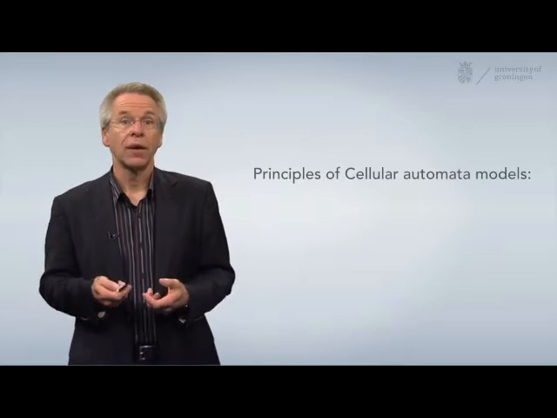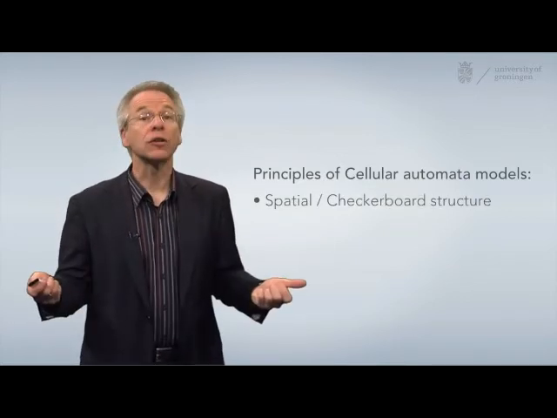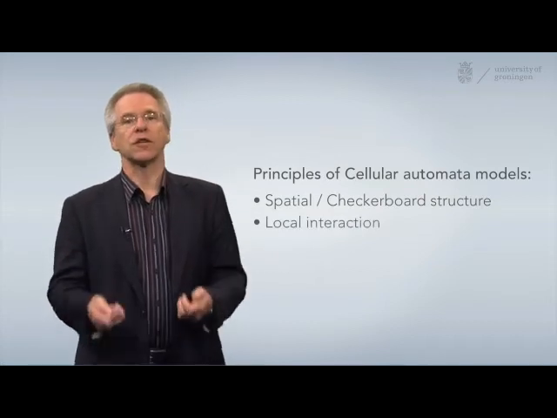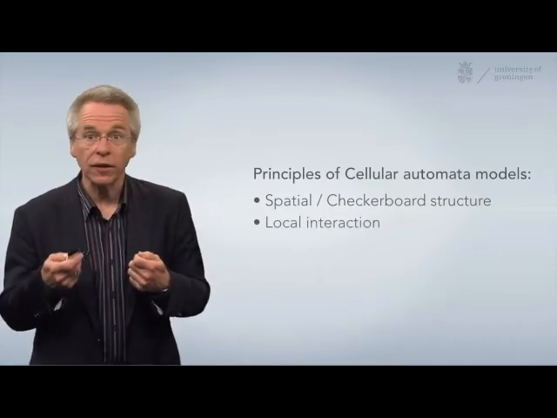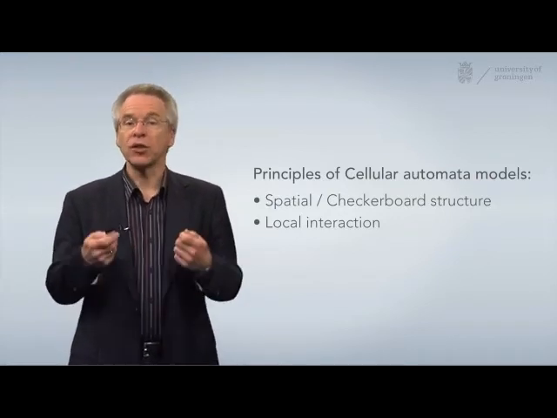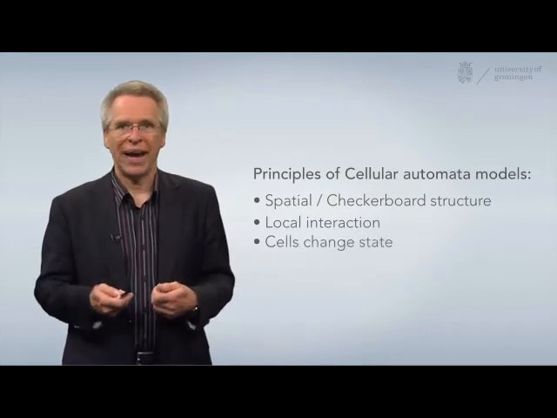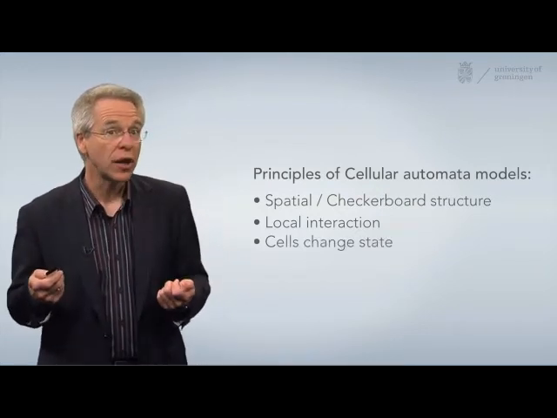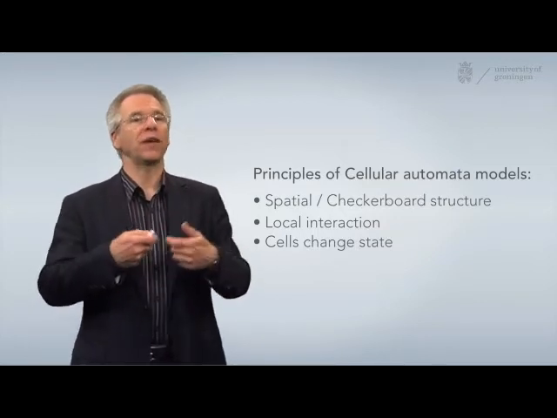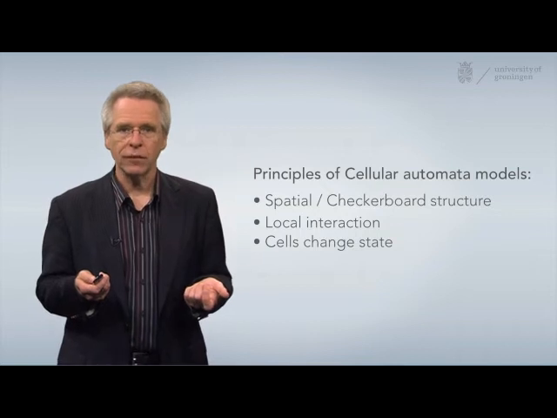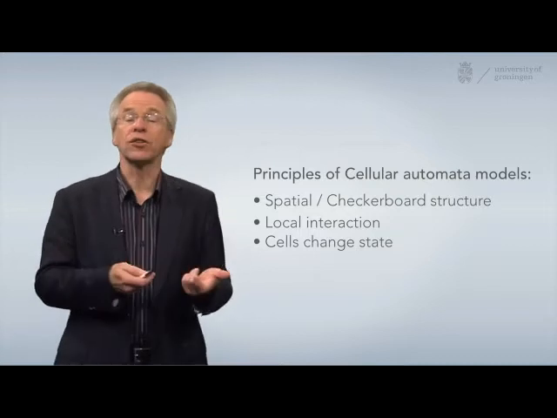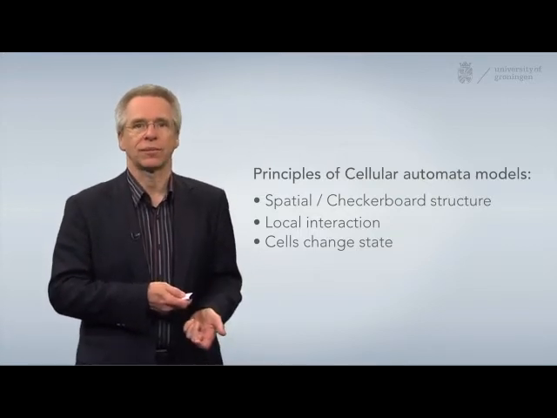To summarize, first, there is a spatial structure, like on a checkerboard. Second, interaction is local. Agents in a cell only interact with cells in a close neighborhood around them. Third, interaction is modeled as state change. Agents have a state that they can change, and whether and how they change it depends on the states of the other agents in their neighborhood. State change can be both change of an agent characteristic or change of the location of an agent.